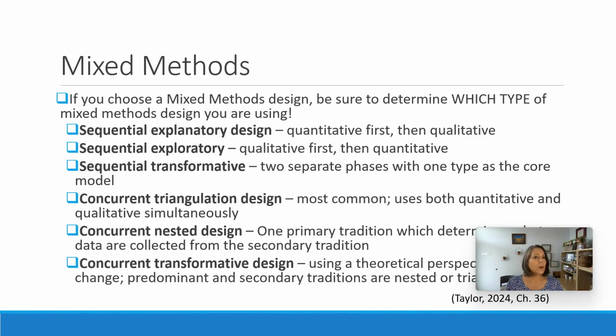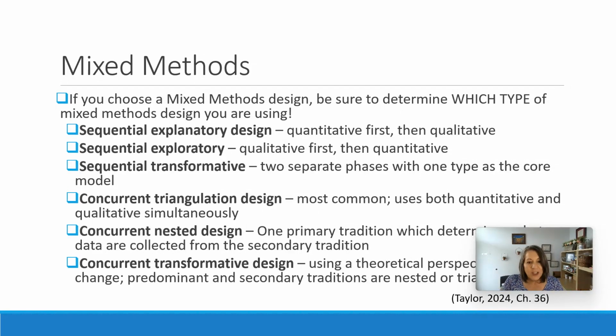Concurrent nested is where you're sort of placing the emphasis more on one type of tradition, like say quantitative, but you're adding to it with the qualitative to try and triangulate. Or concurrent transformative, where you're using a theoretical perspective to try and change something in a population, and you're going to have a predominant and a secondary tradition that's either nested or triangulated with each other.